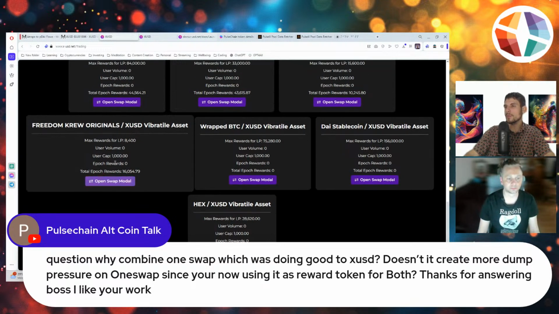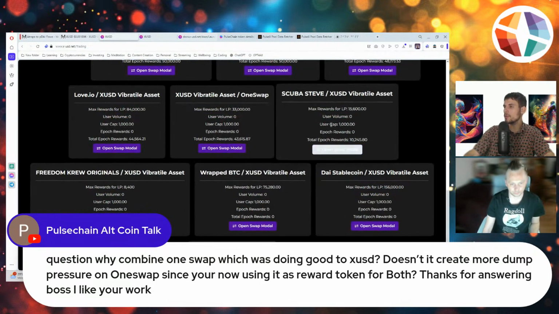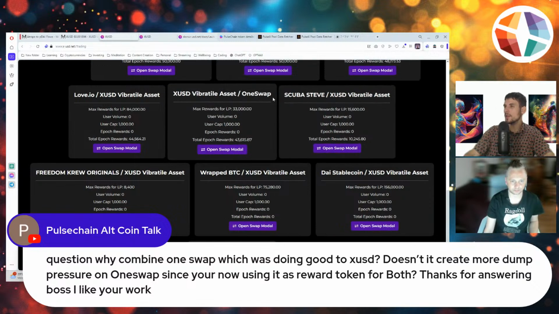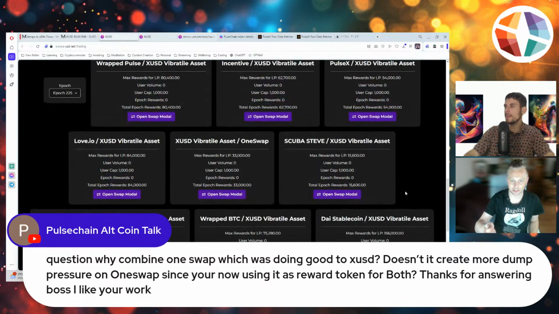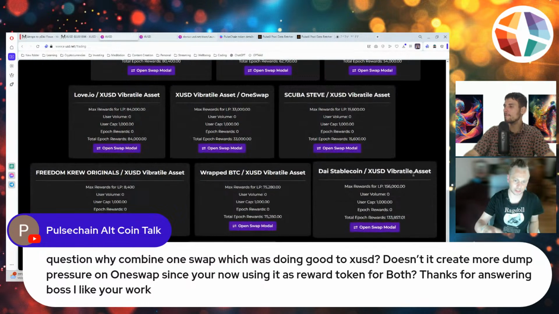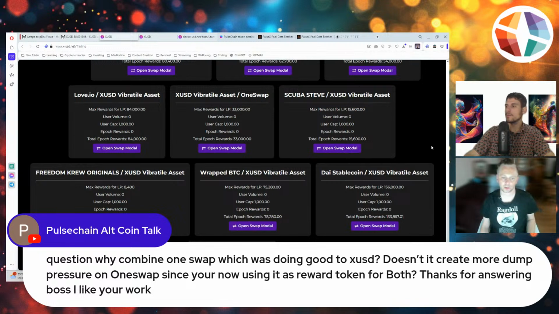Gotcha. So Freedom Crew has got some rewards available. Scuba Steve, XUSD. Oh, here we go as well. DAI. There we go. Stablecoin. Yeah. So as you can see, the only one that actually has rewards left is the DAI pair. Because it's kind of funny, you would see people be like, all right, it's epoch turnover time, trade, trade, trade, trade, trade. And you can even see it on the chart itself because on the volume bars, you'll see spikes in volume every 6 hours because of that.